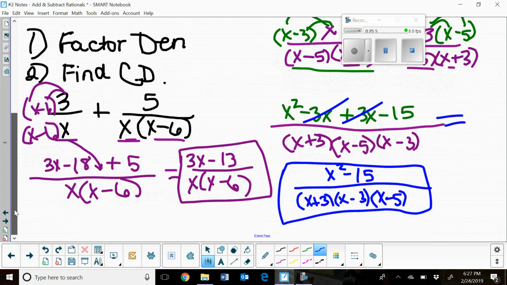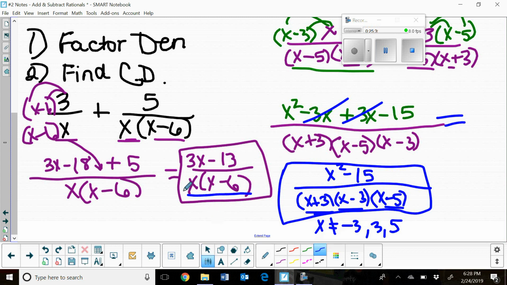Now let's go back and talk about undefined denominators. What makes our denominator 0? What are my excluded values? This one, what makes that 0, that 0, that 0? I hope at this point you're able to go, oh, -3, +3, and +5. So x cannot be those values.